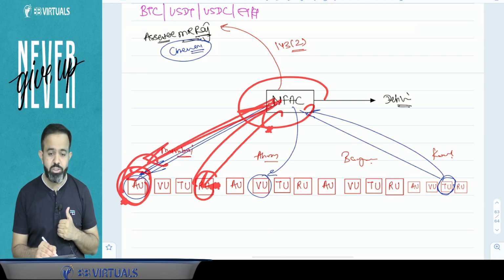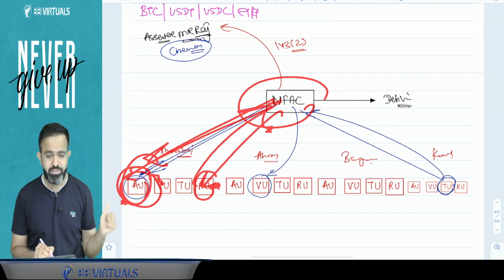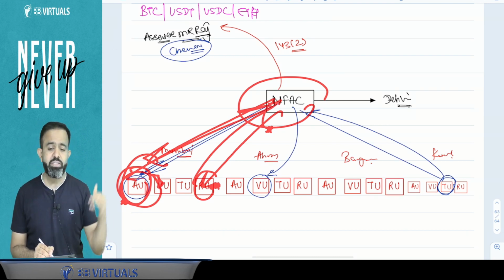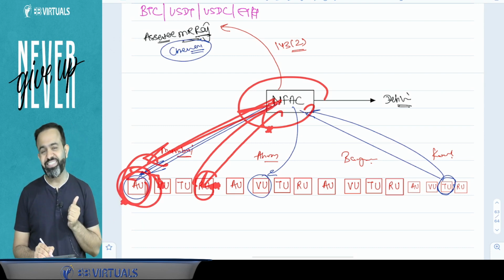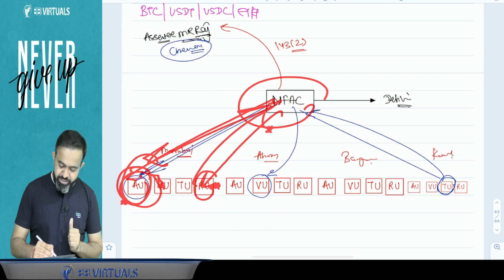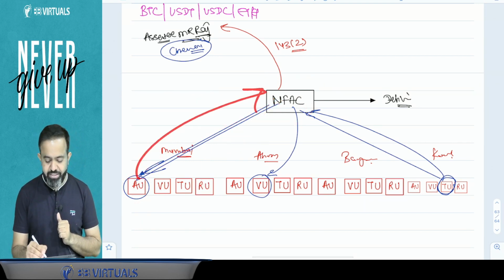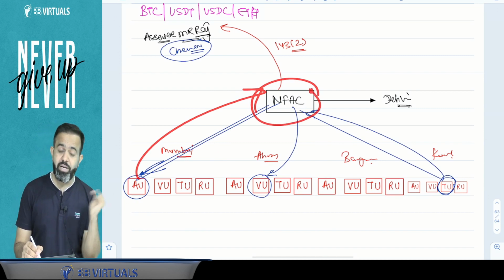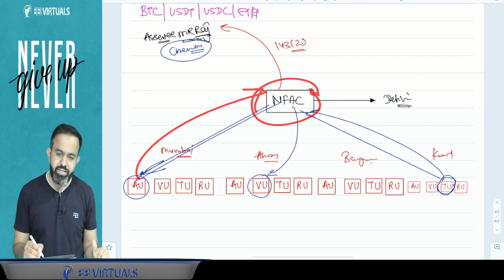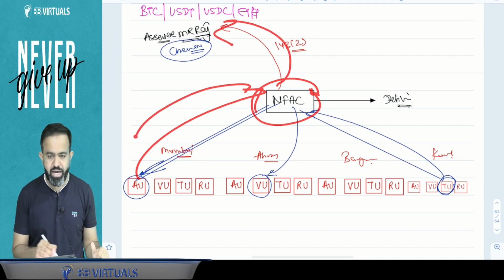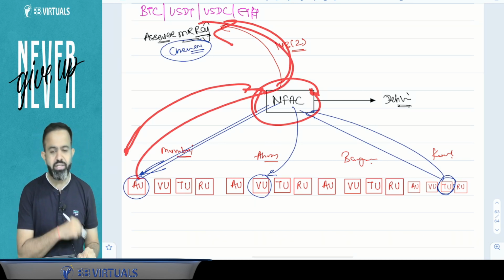NFAC will hand over that suggestion to the assessment unit. The assessment unit may consider the suggestion or ignore it. If the assessment unit ignores the suggestion, it has to write the reason why. After that, the assessment unit will send the draft order to the NFAC. If the draft order is sent to the NFAC, what will NFAC do? NFAC will ask the assessment unit to make it a final order, and after the final order they will send it to the assessee.